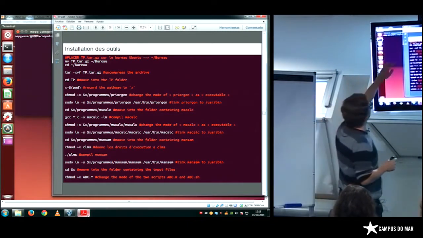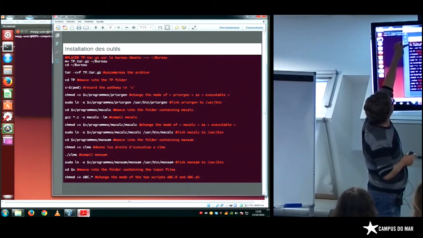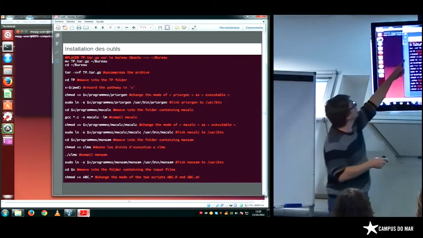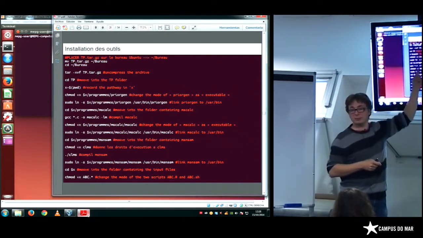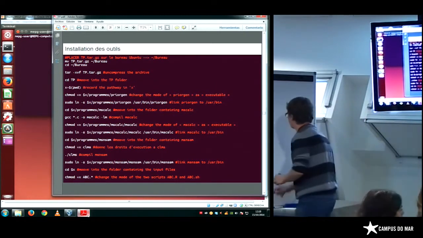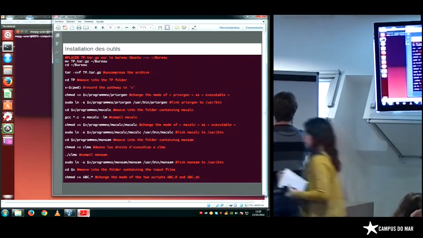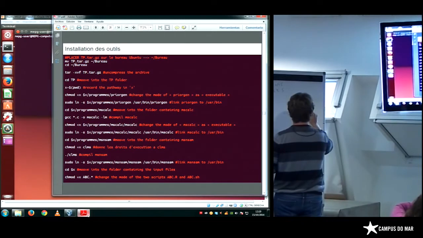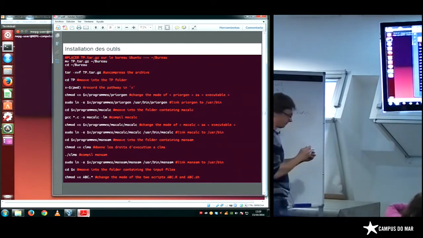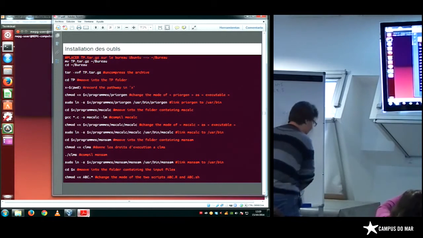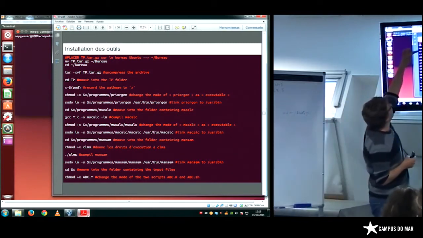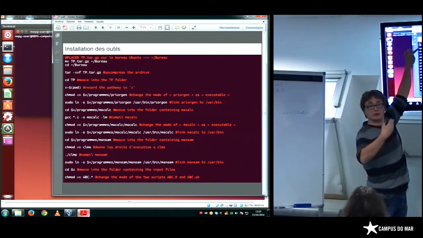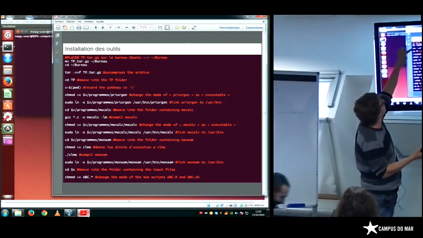Okay. So you don't have to do the first line. Do the second line. It's just to go to the desktop. CD desktop, not bureau, desktop. Okay. CD desktop. Okay. So you do not need to uncompress the archive. It is already uncompressed. You do not need to do this.